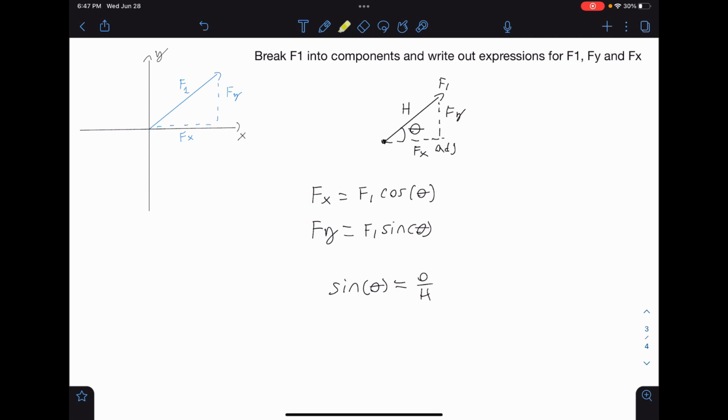So let's go back to our components here. So we have sine theta. What is the opposite of sine theta? It's Fy, right? Across from it. So let's put Fy there. And the hypotenuse, of course, is F1, the magnitude of F1. So we want to write an expression for Fy. So let's solve for Fy. So multiply F1 on both sides, and we get F1 sine of theta is equal to Fy. And there's your expression for Fy. And you can do the same thing with Fx.